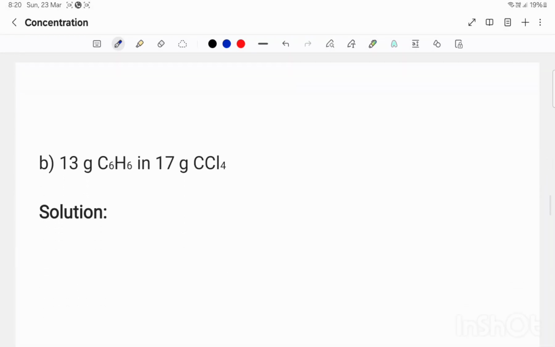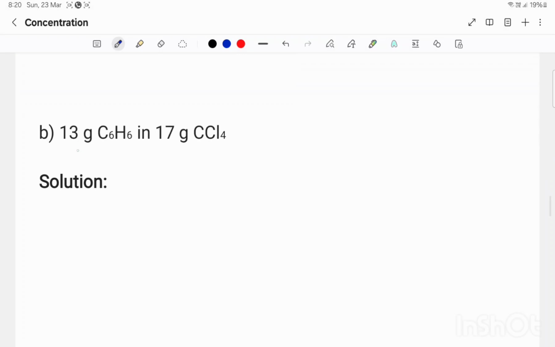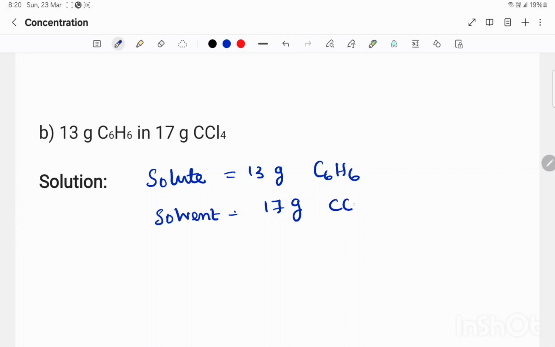Next problem is the same, molality. They asked us to find the molality of 13 gram of C6H6 in 17 gram of CCl4. So here the solute is 13 gram of C6H6 and the solvent is 17 gram of CCl4. So we have to convert the solute to gram mole.